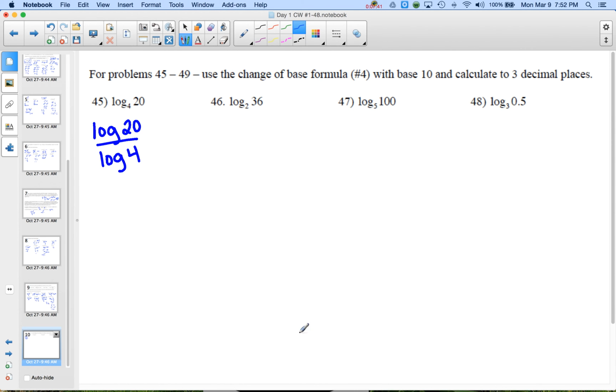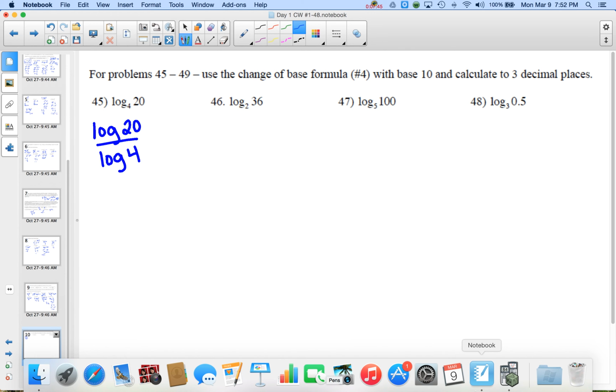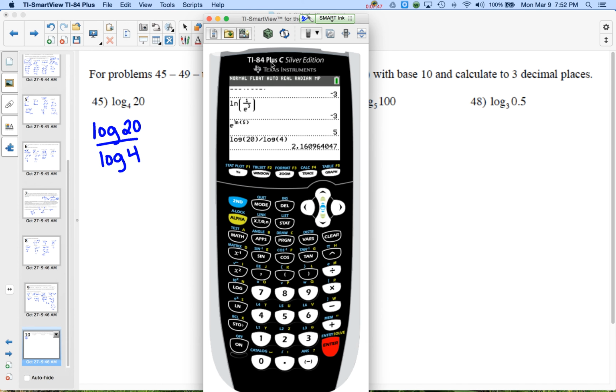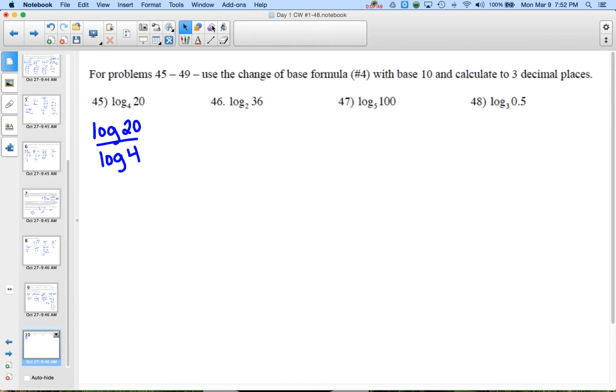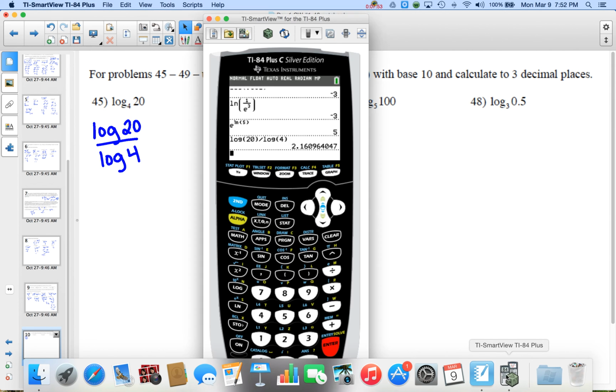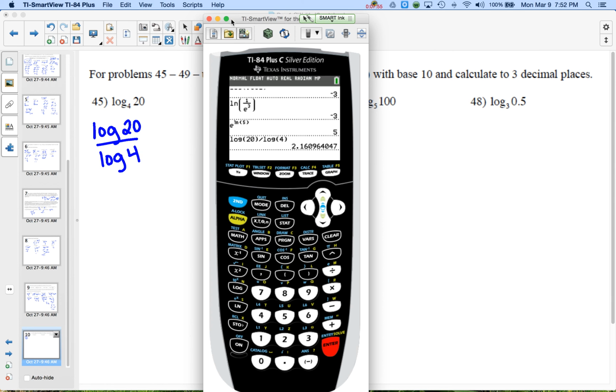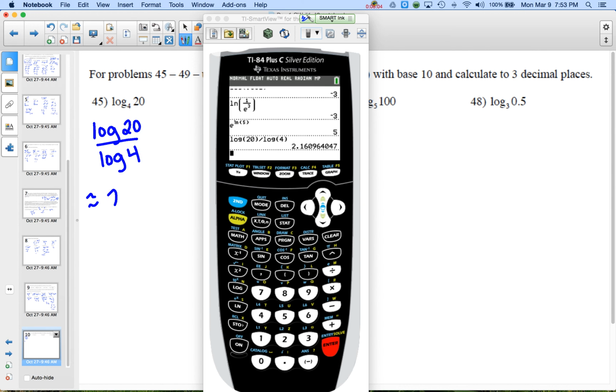So, whoops, there goes that calculator. Okay, now I don't think it will disappear on me. So we get approximately 2.161.